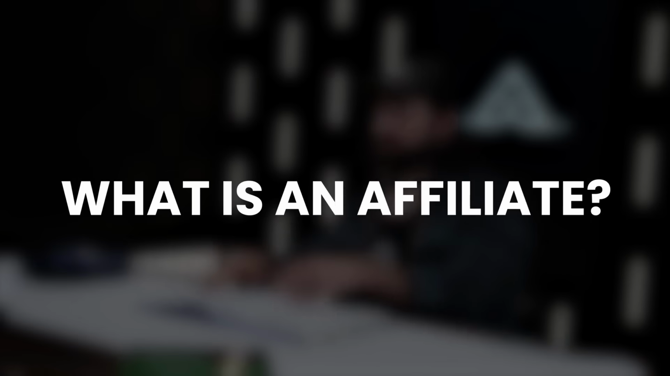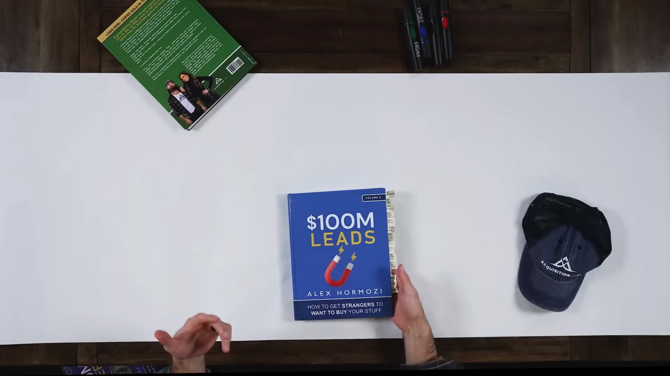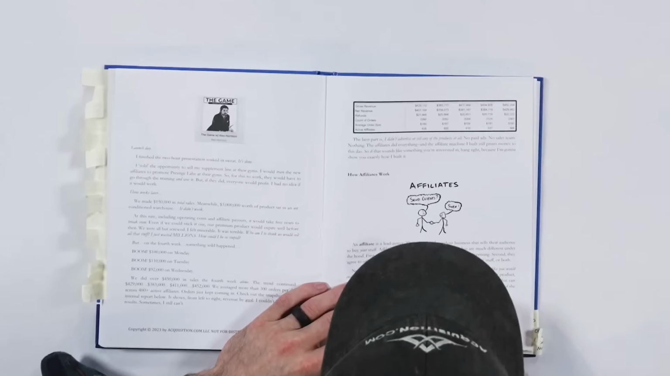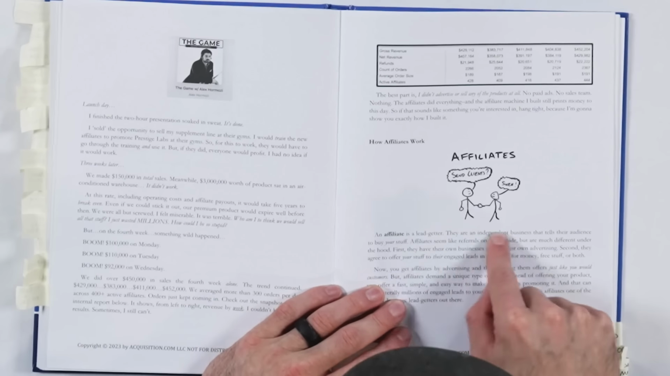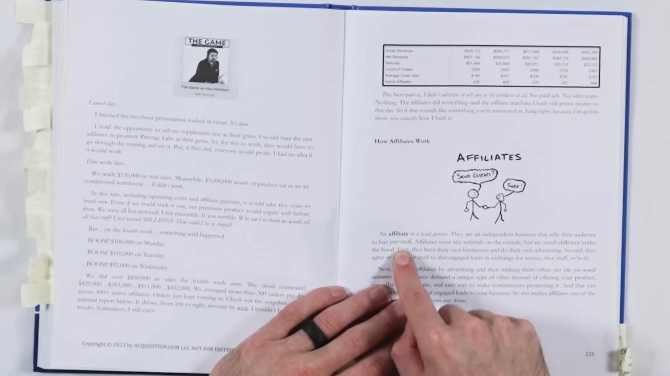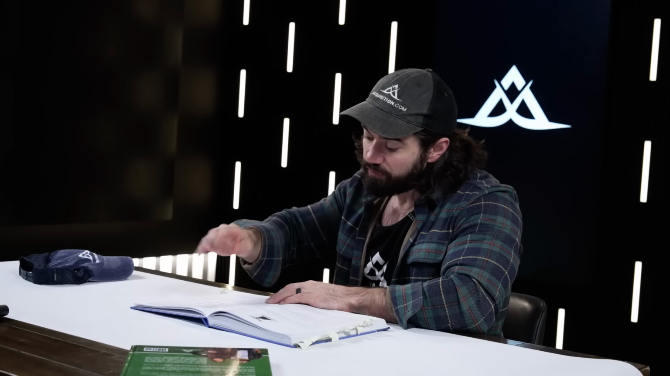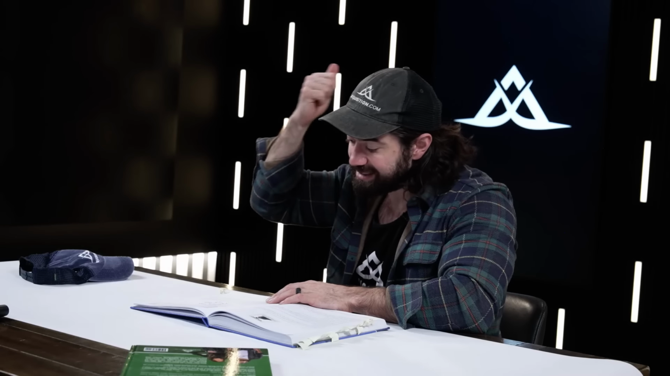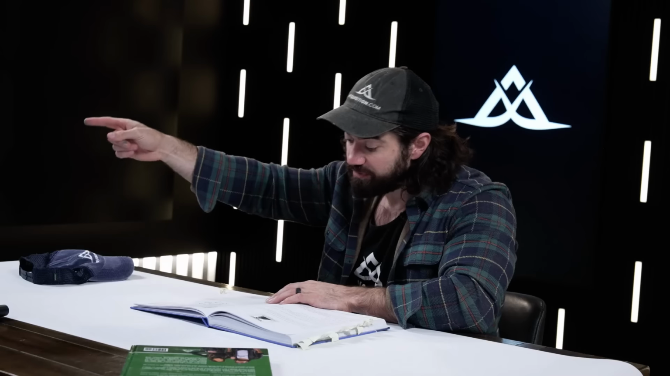So first things first, what the hell is an affiliate? So we're opening up our $100 Million Leads book, and an affiliate is a lead getter. Somebody gets you leads, all right? They're an independent business that tells their audience to buy your stuff. Affiliates seem like referrals on the outside, but are much different under the hood. First, they own their own businesses and do their own advertising. Second, they agree to offer your stuff to their engaged leads in exchange for money, free stuff, or both.